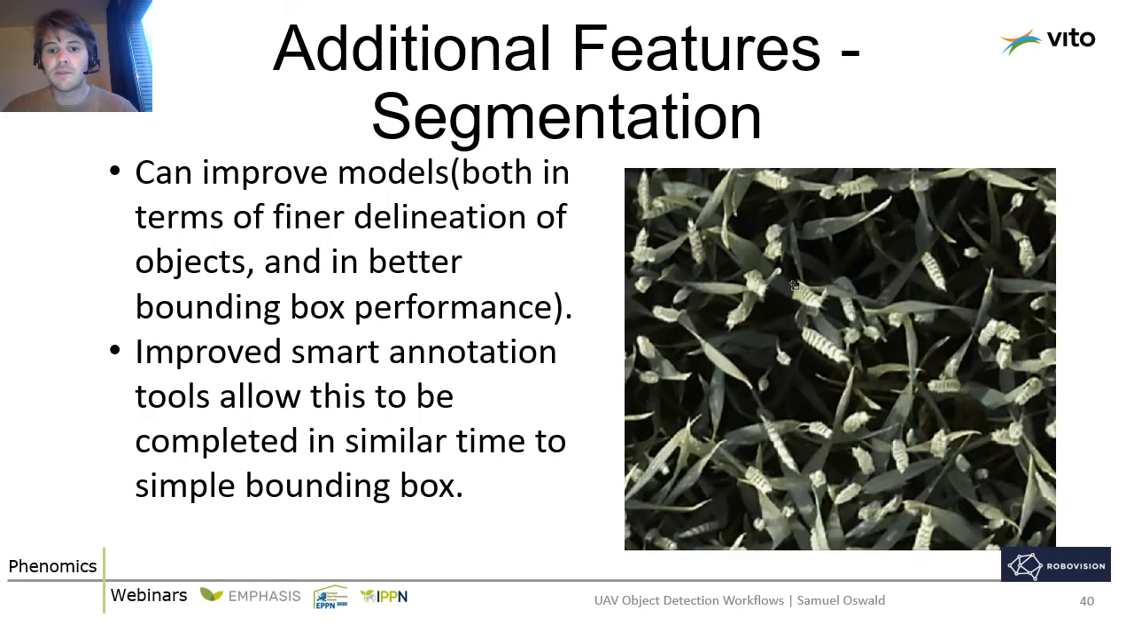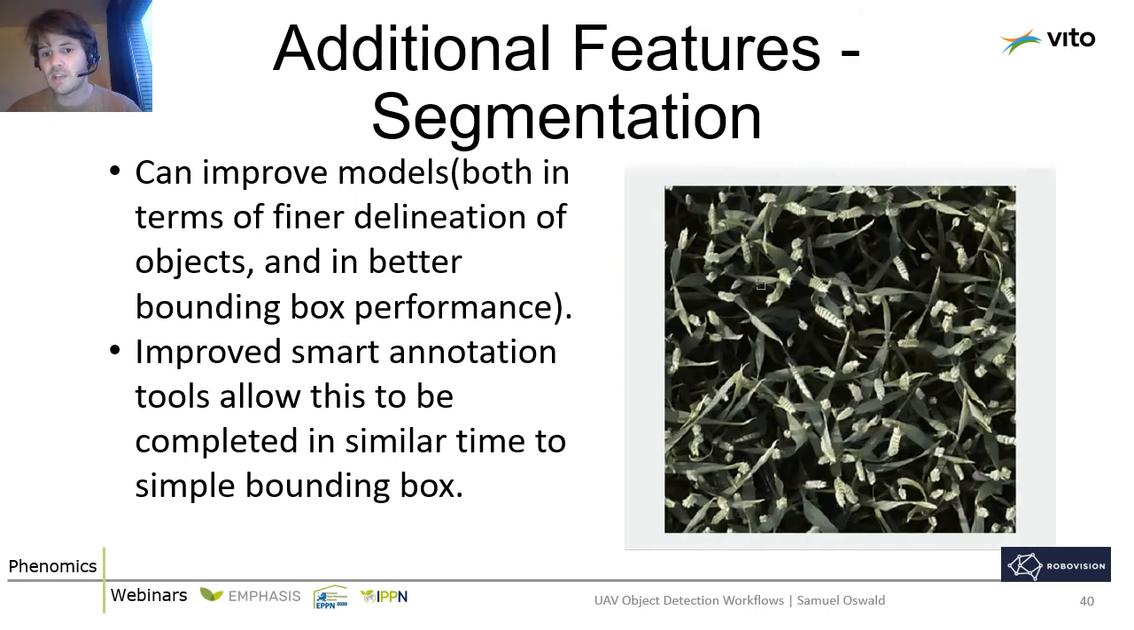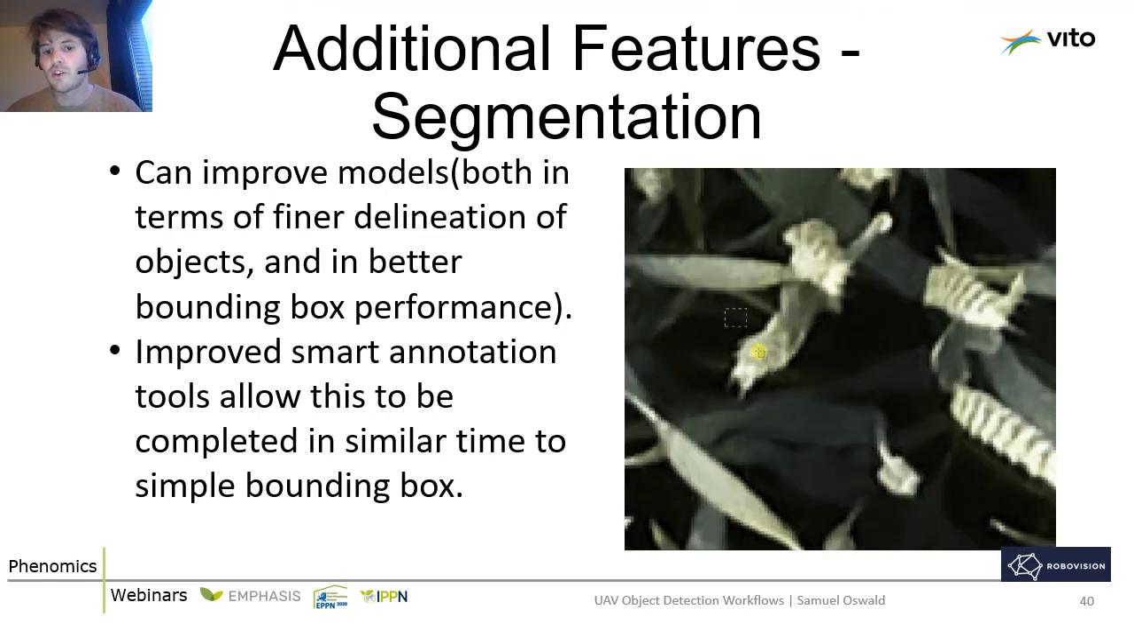This is an implementation on RoboVision, the platform we use, which shows how segmentation now is becoming a lot easier. Here you can make a very tight segmentation around an object in roughly the same time it took to previously make a bounding box. And so in the future, this is certainly something that we'll be working more with, and we expect it to further improve the usefulness of object detection in a phenotyping context.